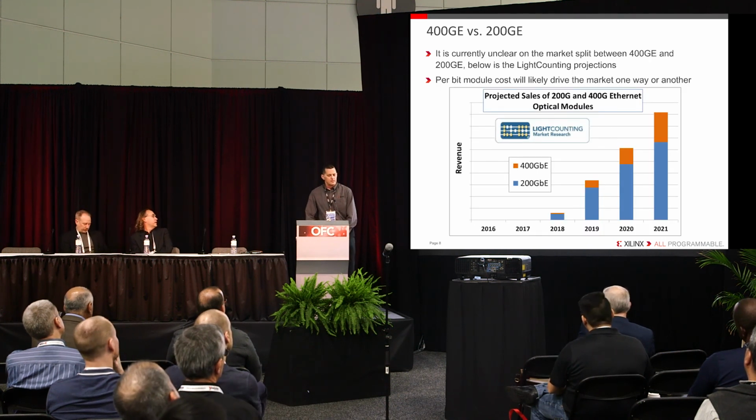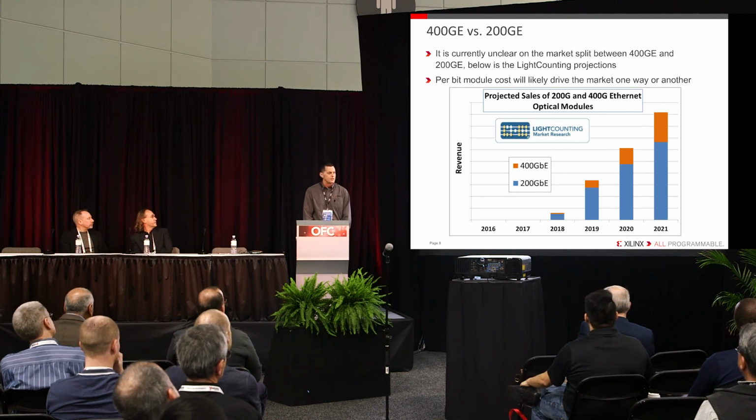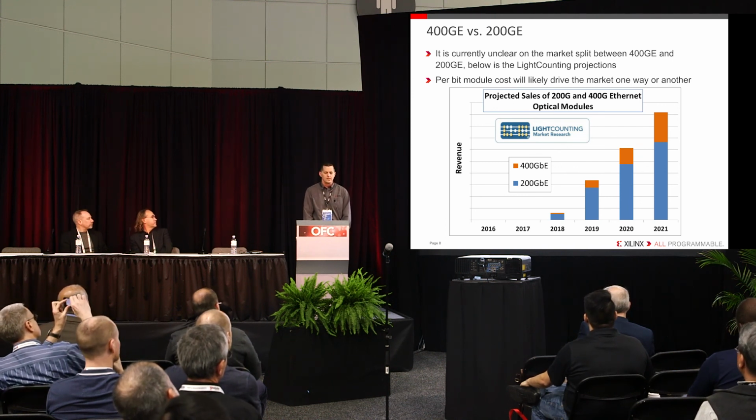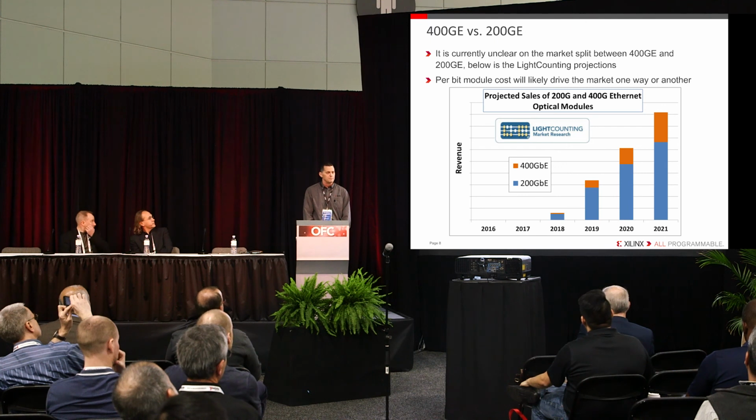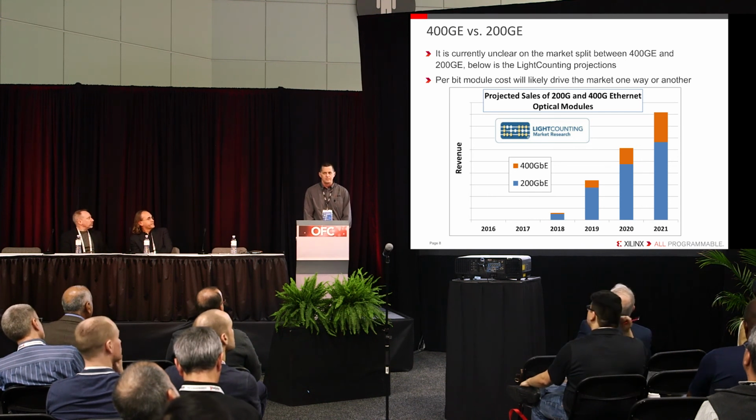This is a slide about 400 gig versus 200 gig E. This is one company's view. So Light Counting let me show this slide. This is what they think the mix from a revenue point of view between 400 gig E and 200 gig E will be. This is just their opinion, right? So it'll be interesting to see how that plays out.